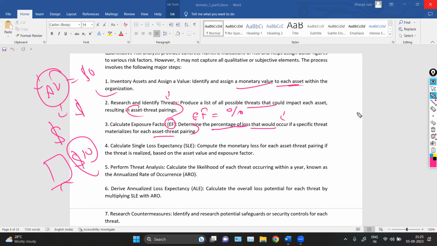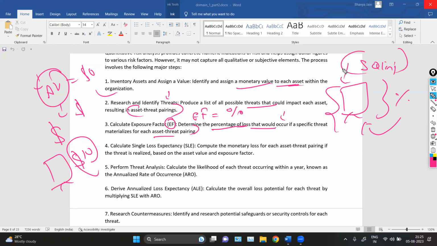Let's say you have a PC and this PC is vulnerable to SQL injection. How much loss will this PC or the database face if SQL injection is realized, or if an attacker successfully implements SQL injection on this PC or the database? That is EF, the exposure factor.